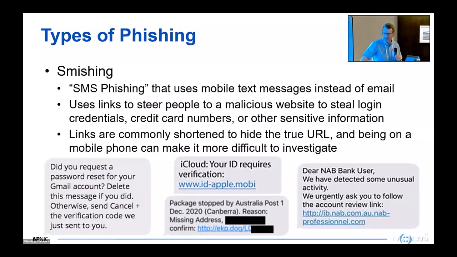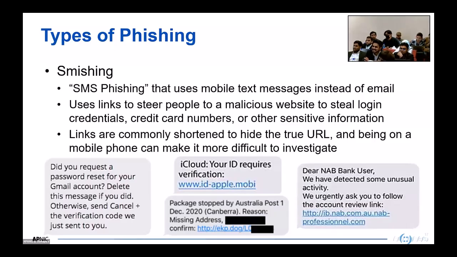Other ones like this. iCloud ID, domain of id-apple.mobi. I don't know if that's legitimate or not. It's got Apple in the name. Maybe I'll click on it. Another one here, package stopped by Australia Post. These package notifications are very popular in email and text messages. And here you can see that the domain, they didn't even try and do anything different. It's ekp.dog. Like that's not real.